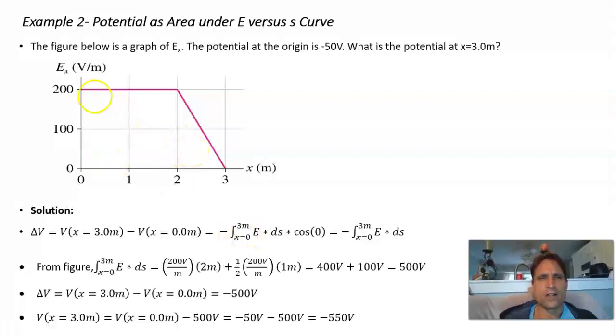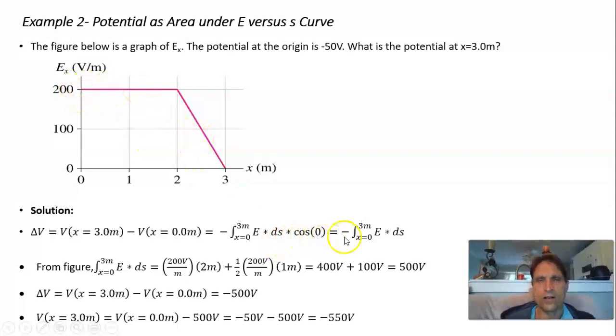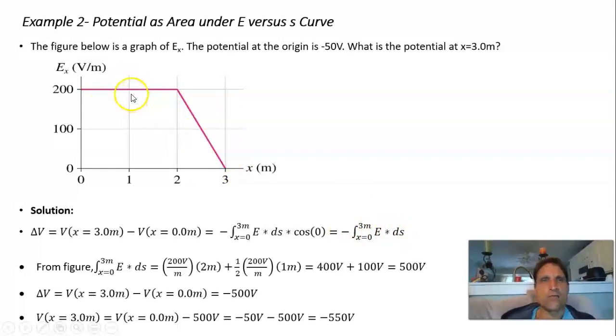Okay? And since we're going from 0 to 3 meters, we're going in the positive x direction, which is in the direction of the field because Ex is positive. So cosine of theta is 1. And so our integral is just E ds from 0 to 3. Okay, well, from the figure, now we have to calculate the area under the curve. And so the area is equal to the sum of the area of a square going from 0 to 2 meters plus the area of this triangle going from 2 to 3.